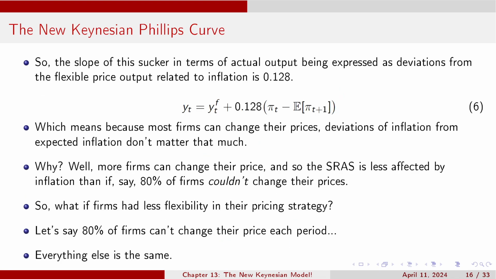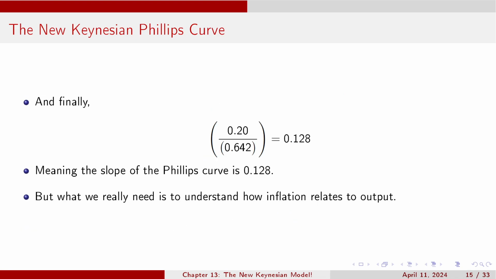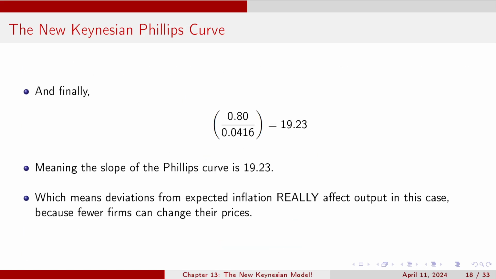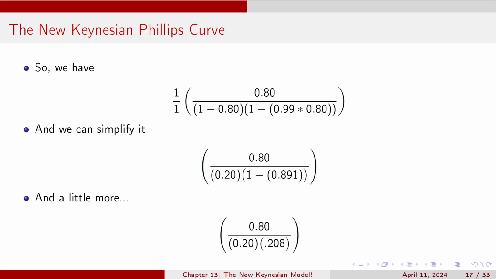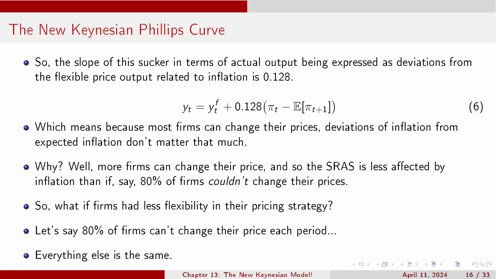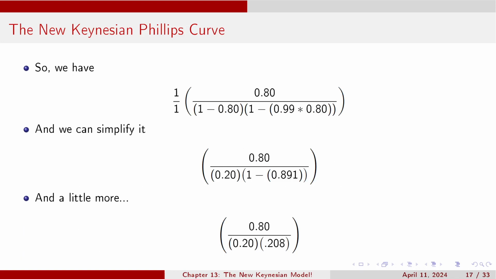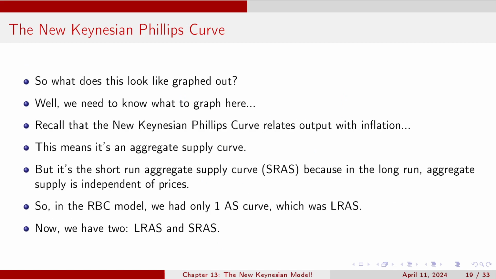Here it was 0.128. Now you're probably going, all right, well, 0.128, I don't know what that is relative to anything else. Well, relative to 19.23, that's a much smaller number. So instead of 0.128, that's 19.23 in there. So now, if there's a deviation of inflation from expected inflation that you see in equation 6, it's not increasing output by 0.128, it's increasing output by 19.23. That's massive.